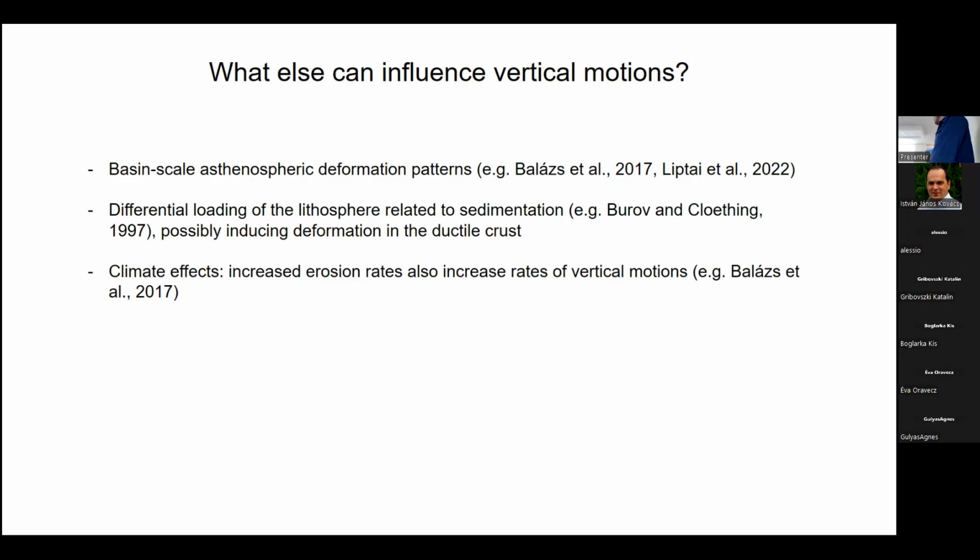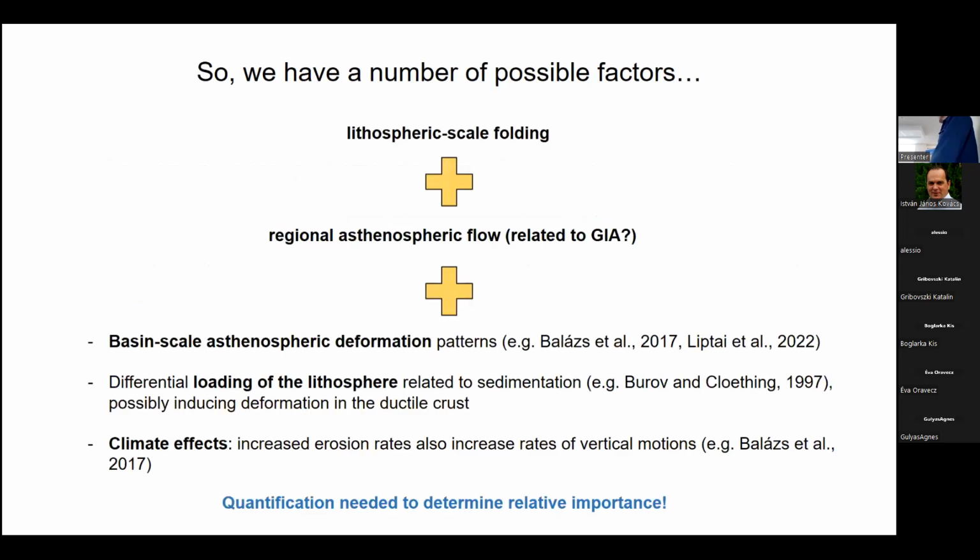And there are also effects of the climate. Increased erosion rates also increase rates of the vertical motions and amplify certain effects. So these are also probably factors that modify the vertical motion pattern. So we have the lithospheric-scale folding. Maybe we have this regional asthenospheric flow, maybe related to glacial isostatic adjustment. And then we have other factors, basin scale asthenospheric deformation, loading of the lithosphere, and climate effects to complicate the picture. So we have many different factors that can contribute to the observed vertical motion.